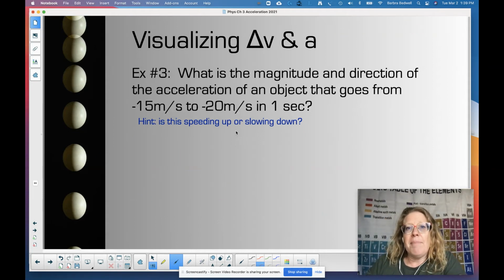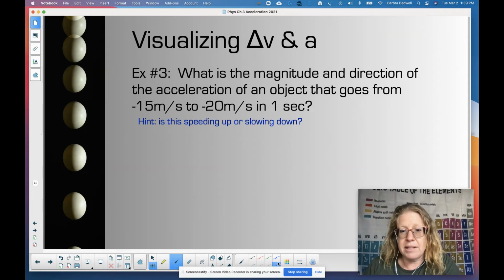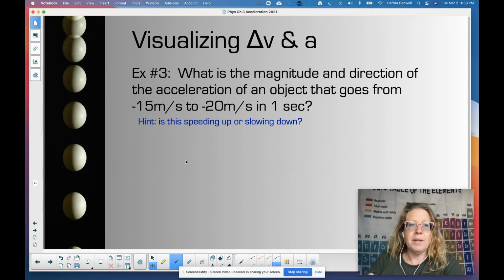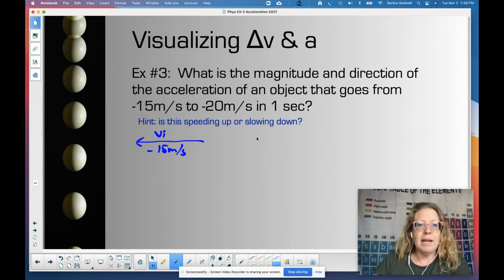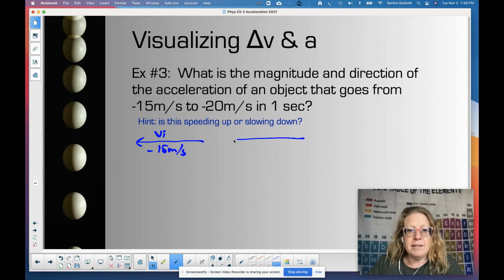Okay, magnitude and direction of acceleration of an object that goes from negative 15 to negative 20 in 1 second. So now we're throwing some negative signs in here, because this is where it starts to get a little bit more challenging. Here we've got VI going this way, and it's negative 15 meters per second. And then VF is a little bit longer, right? VF is now going negative 20 meters per second.